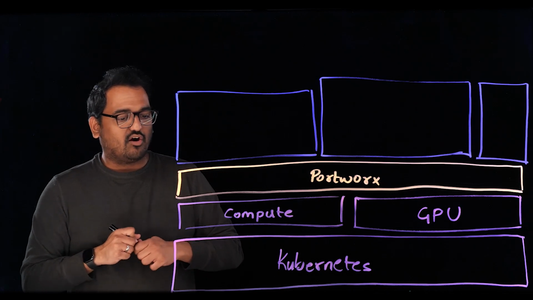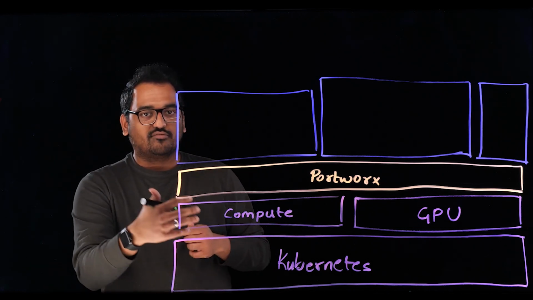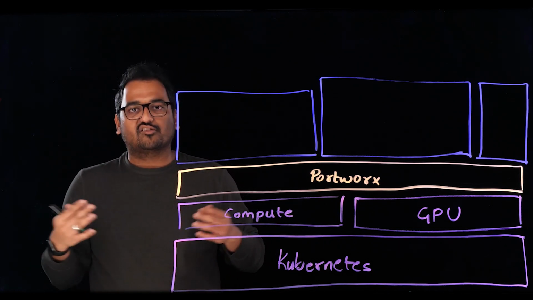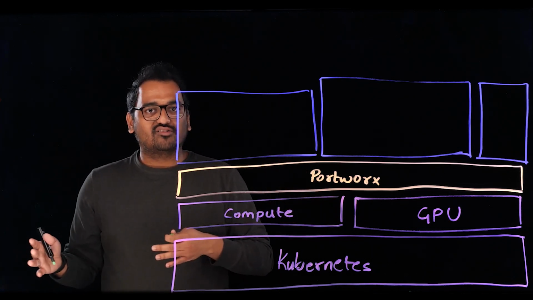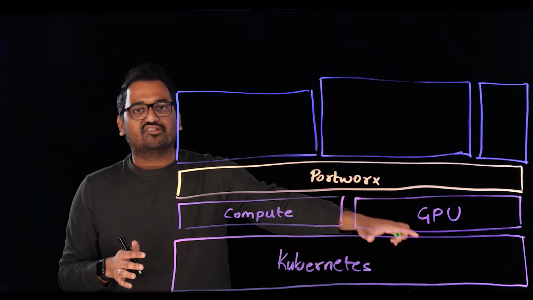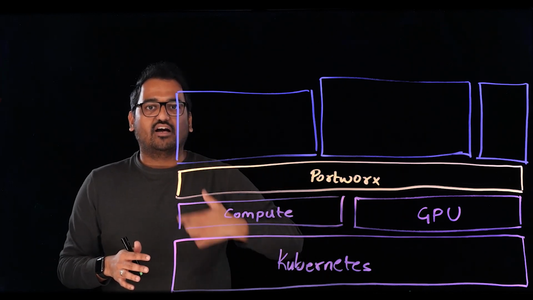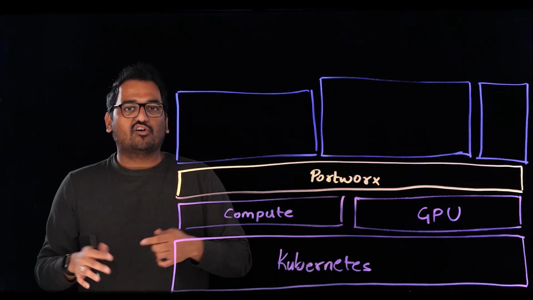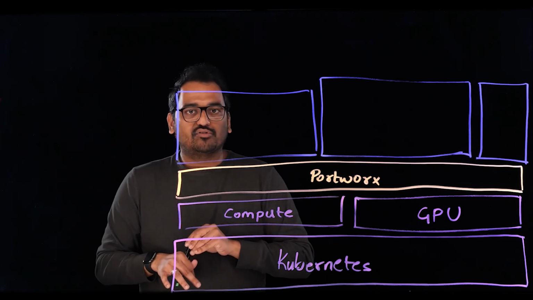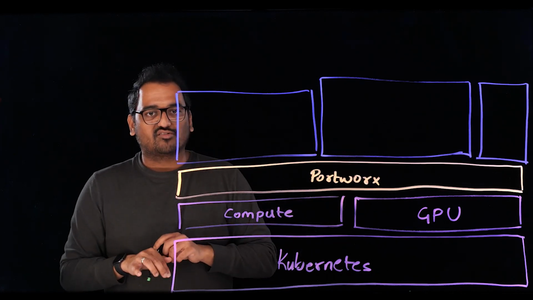For this video, we already have deployed a Kubernetes cluster. We have a set of compute nodes that are responsible for running our non-GPU based workloads. And then we have a set of GPU nodes that will be responsible for serving our large language model, because they need a lot of GPU resources, or GPU horsepower. We also have Portworx installed.